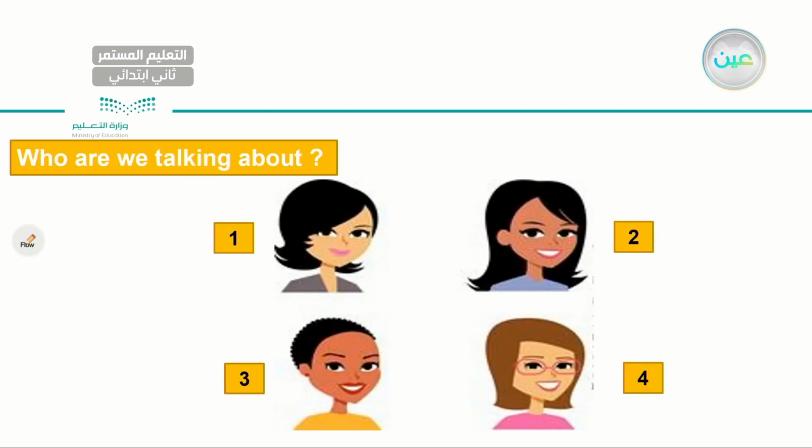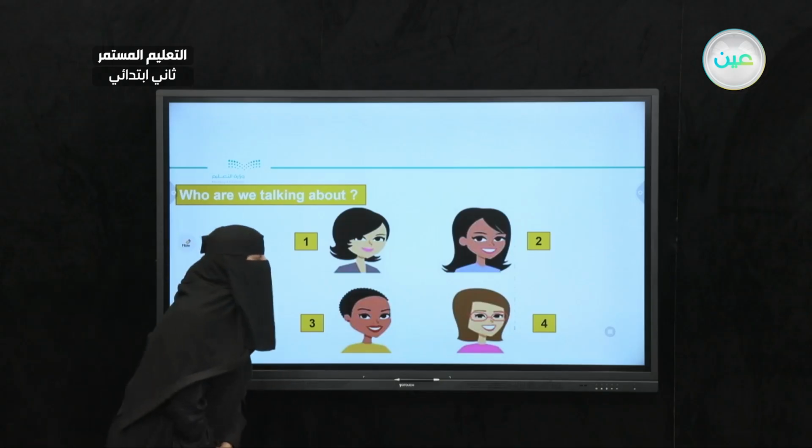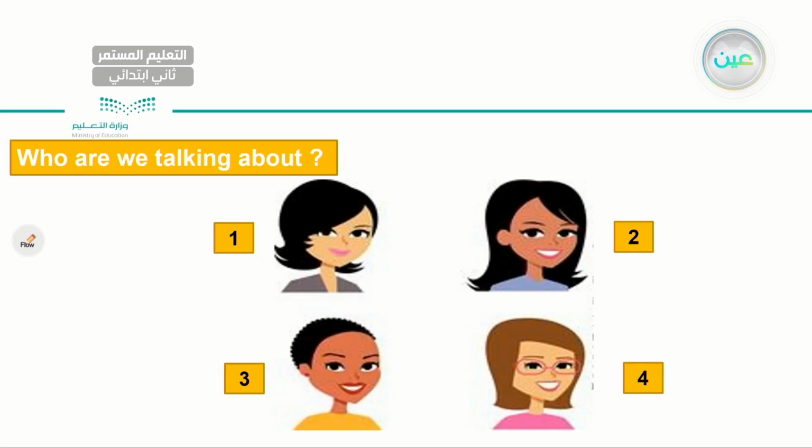Okay? Now, as you can see here, I have 4 ladies. They are completely different, except for some descriptions that they share. But let me try to describe the lady that I have in my mind, and you will be able to give me the number. Am I talking about number 1, number 2, number 3, or number 4? Okay, so the lady I'm talking about has got black hair. Okay, so she has got black hair.